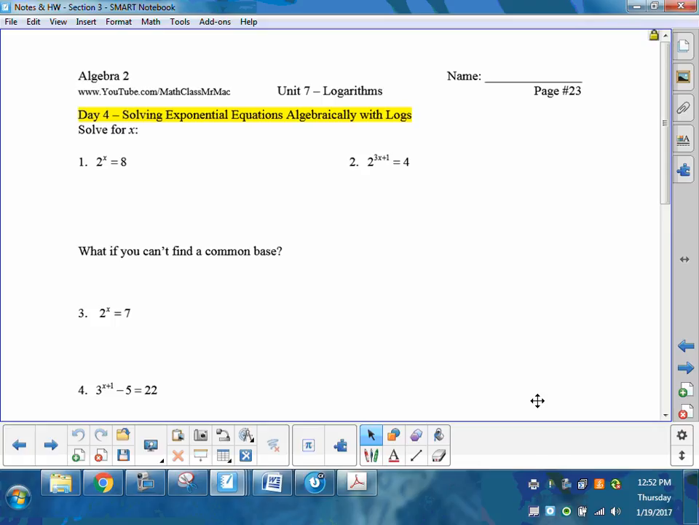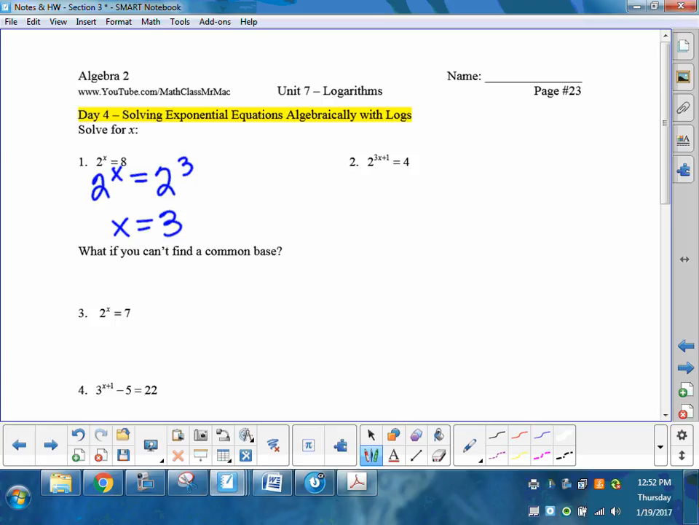How'd you know it was x equals 3? You're missing a step. 2 to the x is equal to 2 to the third, so x is equal to 3. You don't need a calculator to check that. Take a look now at the next one. Let's look down at number 3.